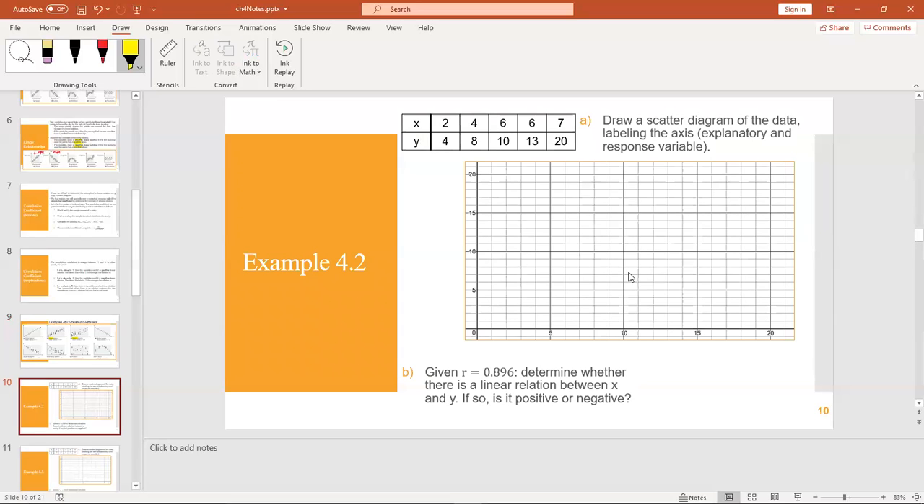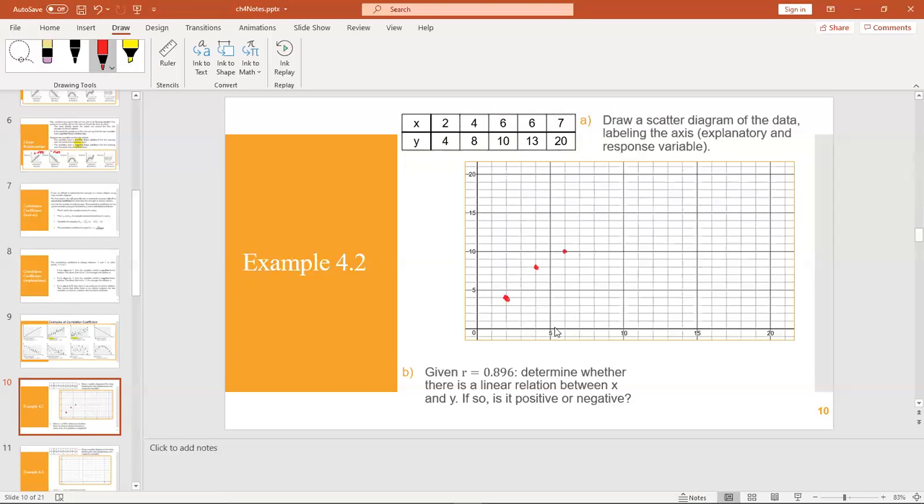So here we're going to draw a scatter diagram on the axes here. So we're going to plot some points. X is 2 and Y is 4. So let's see, this is 0, 1, 2, and then go up to 4 on the Y. There you go. There is 2, 4. Next we have 4, 8. There's 4. 8 is going to be right about there. Then we've got 6, 10. So here's 6. Go all the way up to 10 like so.